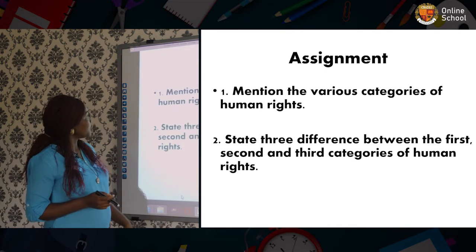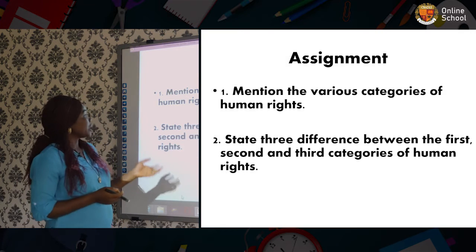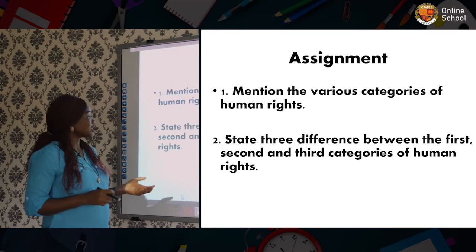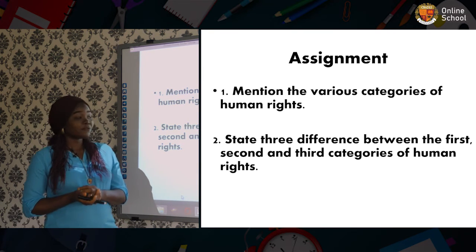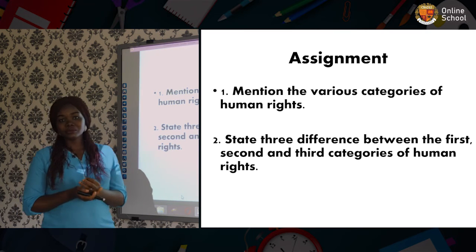And with this, I will leave you with this small assignment, which is, number one, mention the various categories of human rights, and secondly, state three differences between the first, second, and third categories of human rights.